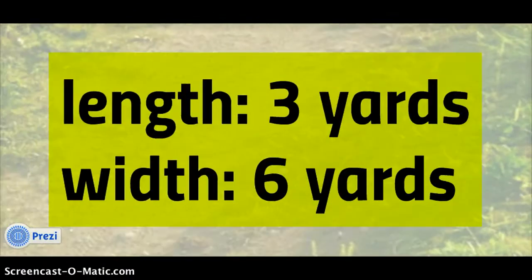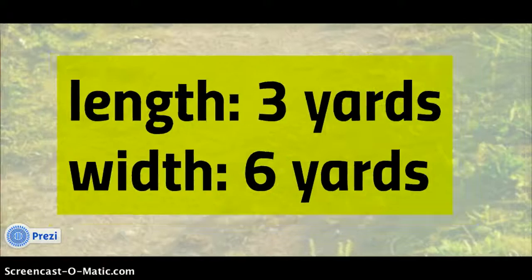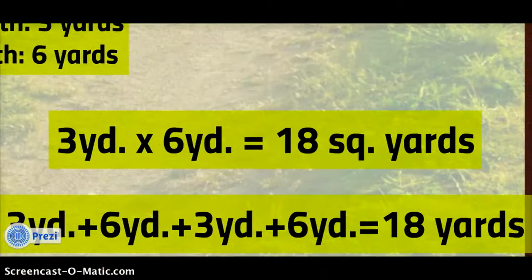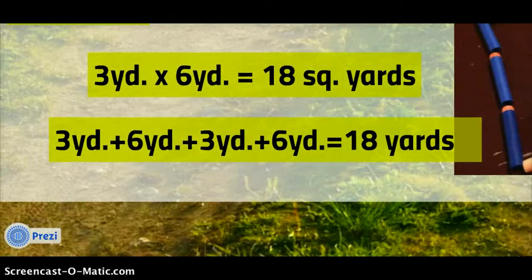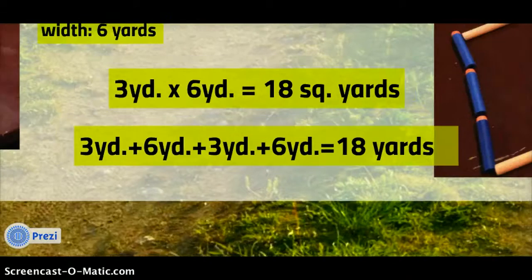So that gives us a length of 3 yards and a width of 6 yards. So 3 yards by 6 yards, which gives us the 18 square yards, one of the biggest areas. And then we can show you the perimeter again with the length plus the width, so 2 length plus 2 width, which is 3 yards plus 6 yards, 3 yards plus 6 yards equals 18 yards.